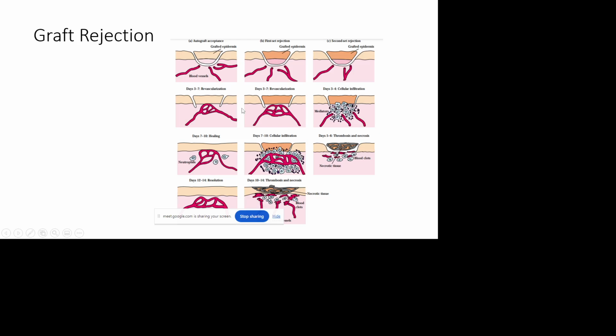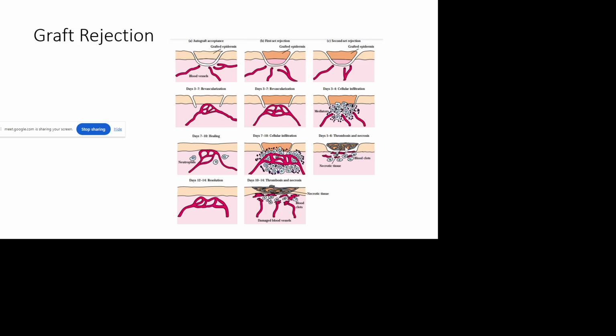there is an example of grafting of epidermis. So this is the grafted epidermis here. On the first day the epidermis will be grafted. Then from day 3 to 7 there is revascularization. Initially, after the grafting, those blood vessels were cut, so after that there will be revascularization. That means the blood vessels will again be formed, right? Day 7 to 10 is healing, and day 12 to 14 will be resolution. So that is a good thing, that your graft has been accepted.